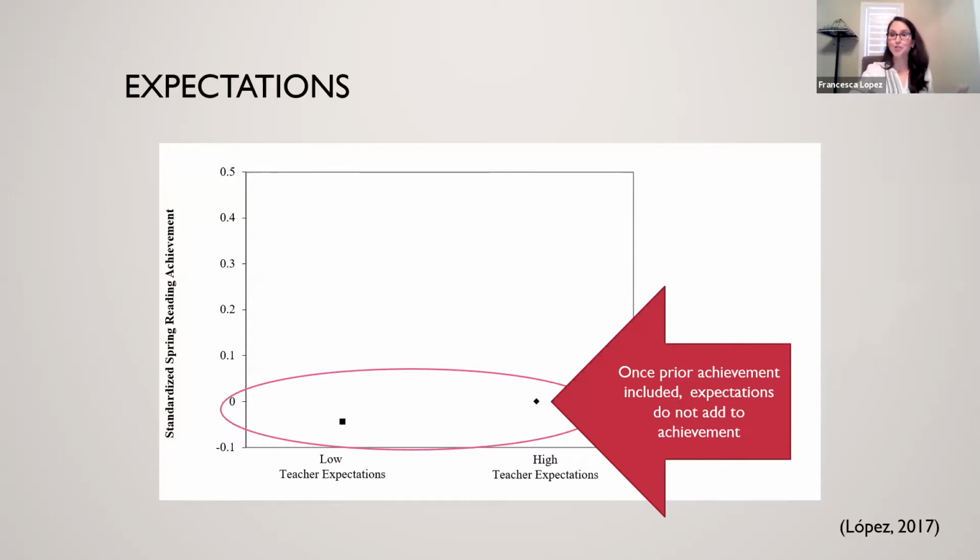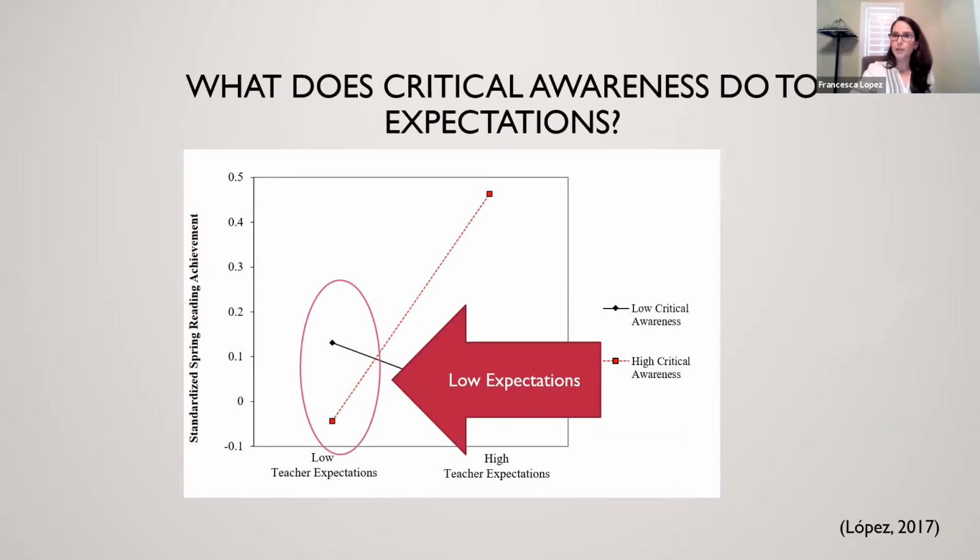However, the picture changes dramatically the moment I included critical awareness. For teachers with low expectations and this low level of knowledge, we saw self-fulfilling prophecies play out, right? Students did not do better later on in school because the teachers didn't believe that they had the ability and they didn't have this key knowledge that they needed.